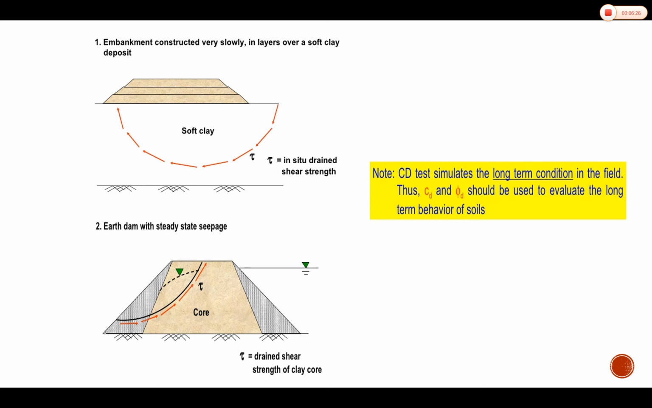Alright, so again, from the CD test you will get the effective shear strength parameters. You will have C prime and angle of friction prime from the CD test, and it will give you the long-term stability analysis.